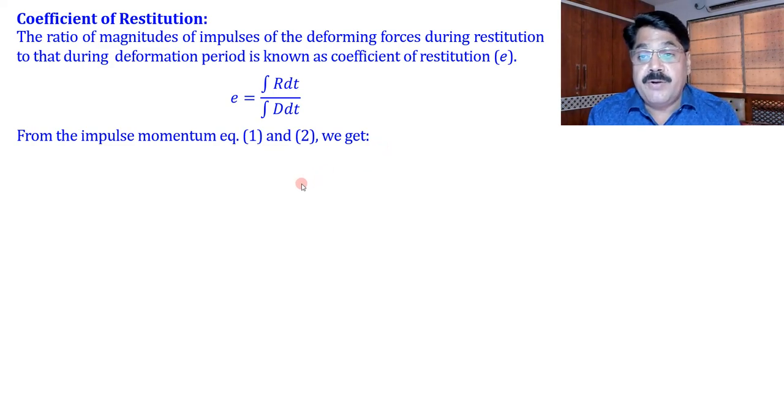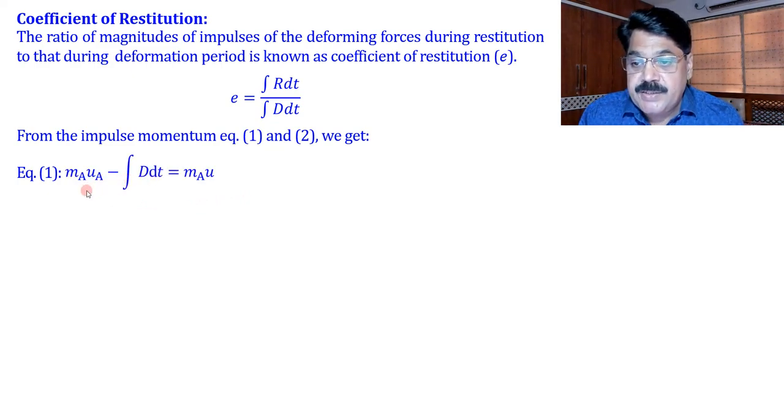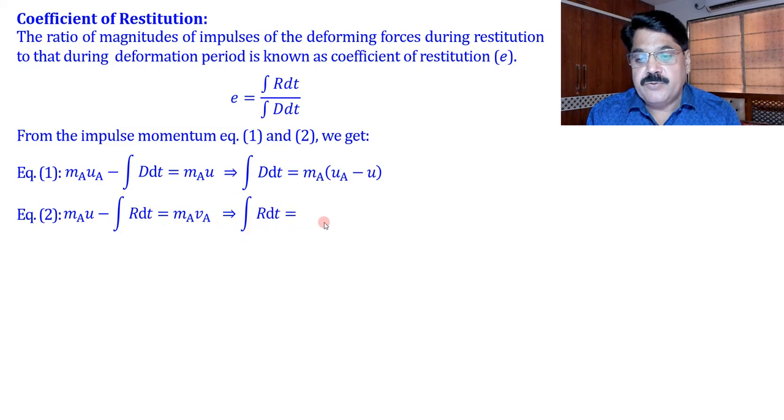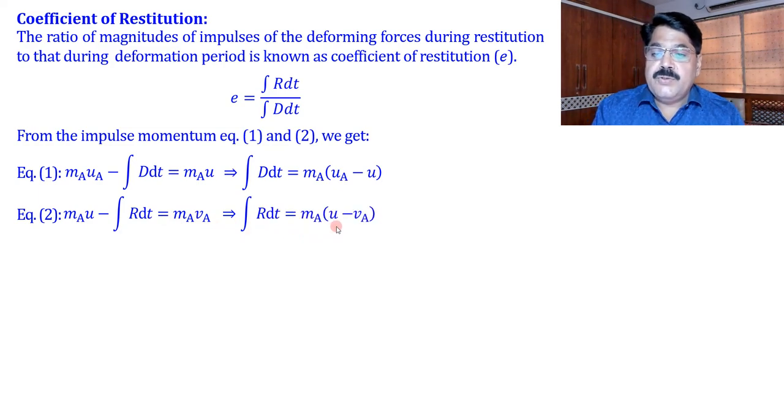If you recall equations 1 and 2, from 1 you can write the value of D dt, and from 2 you can write the value of R dt and substitute here. Equation 1, I am writing again for reference: m_A u_A minus integral D dt is equal to m_A u. So from here we can write the integral of D dt is equal to m_A (u_A minus u). That is very simple to understand. Similarly, equation 2 is m_A u minus integral R dt is equal to m_A v_A. From here we can write the integral of R dt is equal to m_A (u minus v_A).